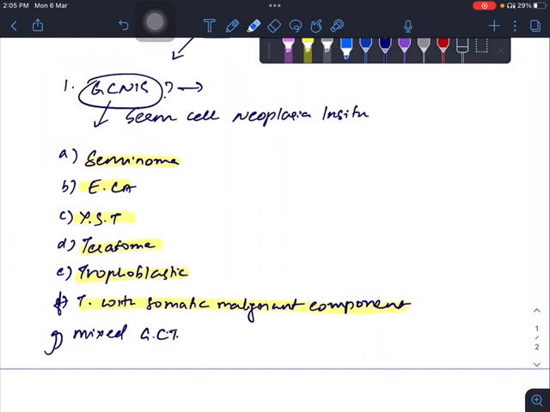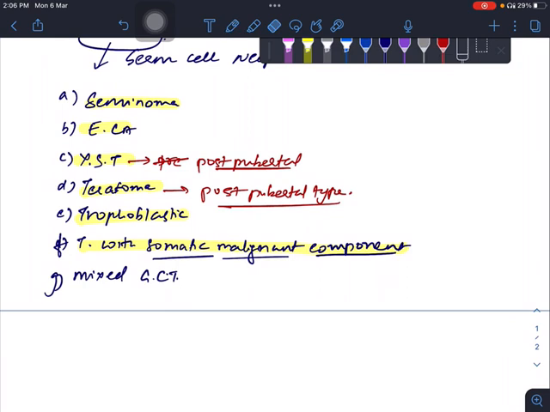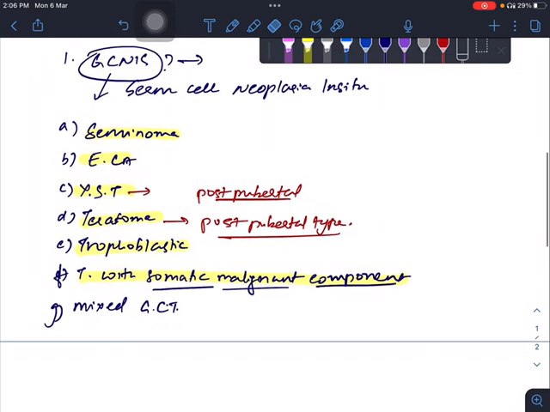This somatic malignant component is important because the treatment varies for this subtype of carcinoma. Another thing you want to notice is that the yolk sac tumor here is post-pubertal, and teratoma is also post-pubertal type. Why I am saying this is that for pre-pubertal and post-pubertal the treatment varies. So these are the most common germ cell neoplasias which arise from the GCNIS.